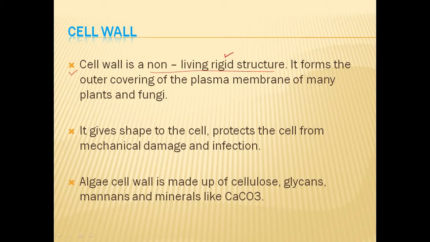This rigidness protects the plant cell. It forms the outer covering of the plasma membrane. The plasma membrane lies safely inside this rigid cell wall. We can find this cell wall in plant cells as well as in fungi. The next point I have written here: it gives shape to the cell. A cell wall definitely gives shape to the plant cell and protects it from mechanical damage.